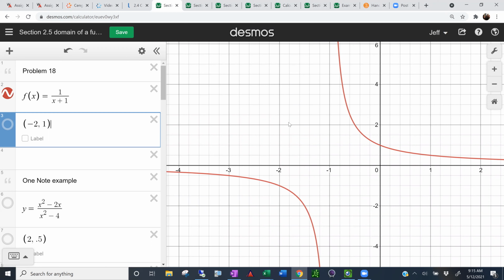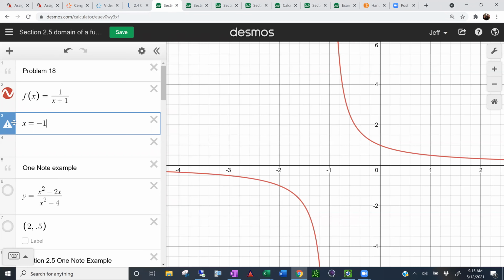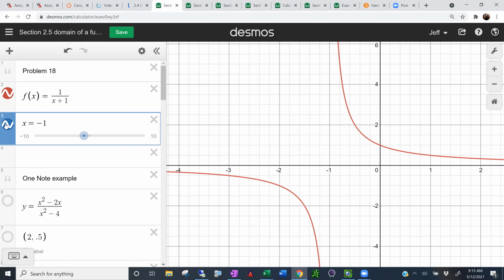So hopefully you can start seeing a correspondence between problems with the domain and things going wrong in the function. Now, if I wanted to, I could put in a graph of x equals -1, and that's your vertical asymptote. The graph approaches it towards positive infinity when you're approaching from the right, and towards negative infinity when you're approaching from the left. So it's an infinite discontinuity.